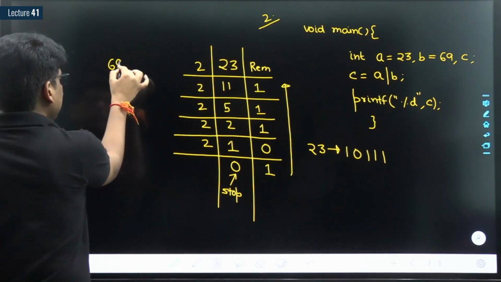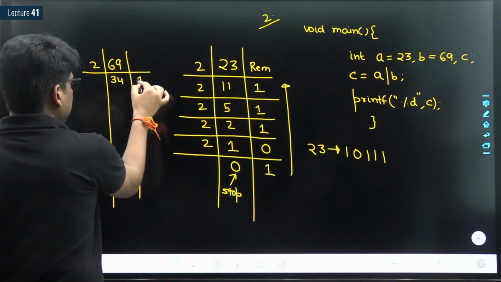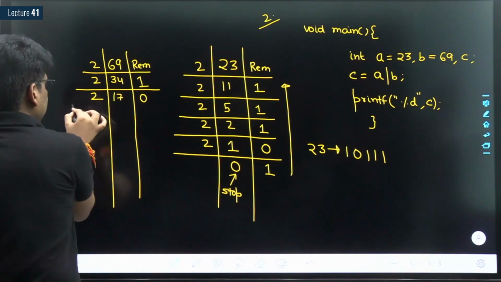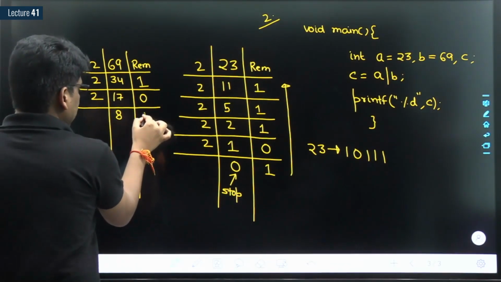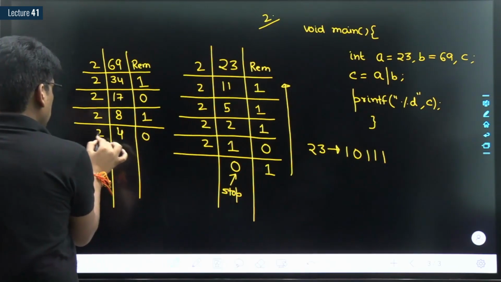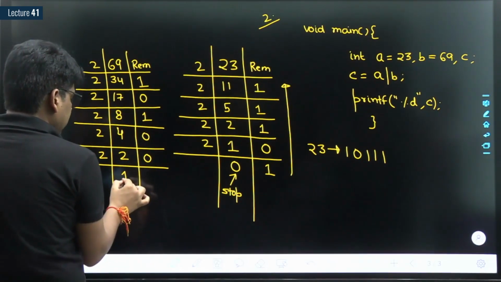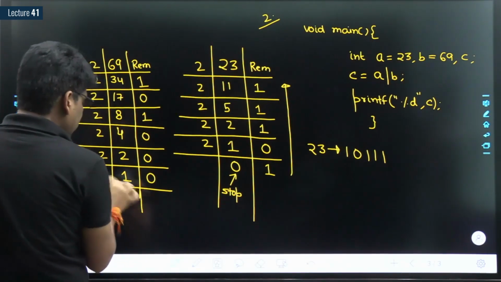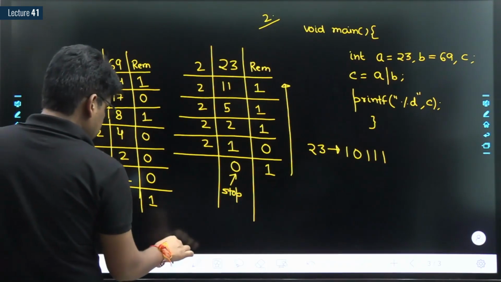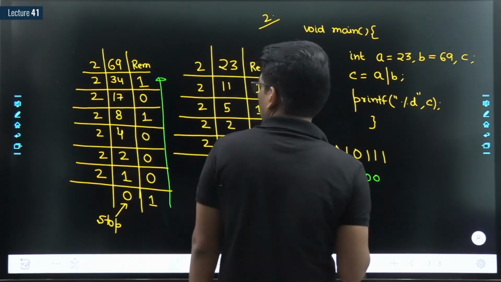Sir, let me find the binary equivalent of 69. 2 times 34 is 68. The remainder will be 1. Again divide 34 by 2, 17 times and the remainder will be 0. Divide 17 by 2, 2 into 8 is 16, the remainder will be 1. Divide 8 by 2, 4 times is 8, the remainder will be 0. 4 is an even number, completely divisible, 2 times is 4, the remainder will be 0. When I divide 2 by 2, 1 time and the remainder will be 0. Lastly, when I try to divide 1 by 2, 0 times is 0 and the remainder will be 1. We need to stop because the quotient is 0. That means, what is the binary equivalent for 69? The binary equivalent for 69 is 1000101.